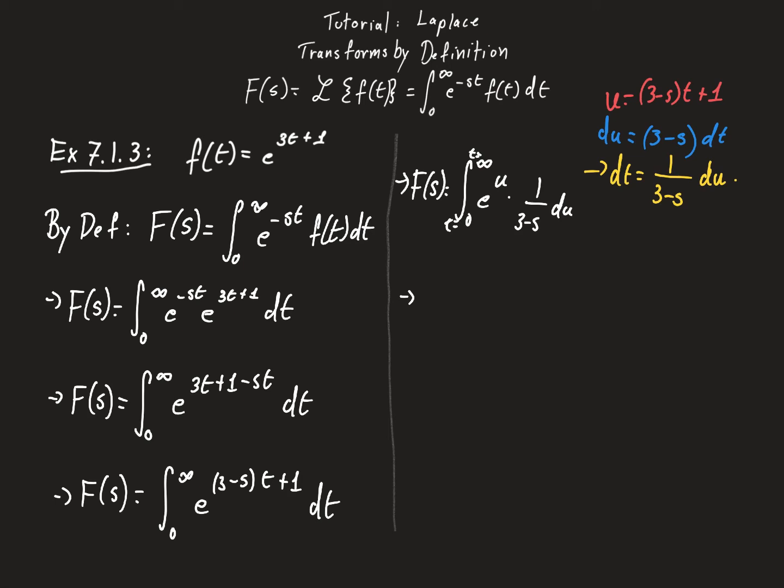So what this is going to give us is that the integral of e to the u is, of course, e to the u. So therefore, just plugging this in, or integrating and plugging in u gives that capital F of s is going to be equal to, well, integral of e to the u is e to the u. So we're still going to have the 1 over 3 minus s times e to the u, and u is 3 minus s times t plus 1.